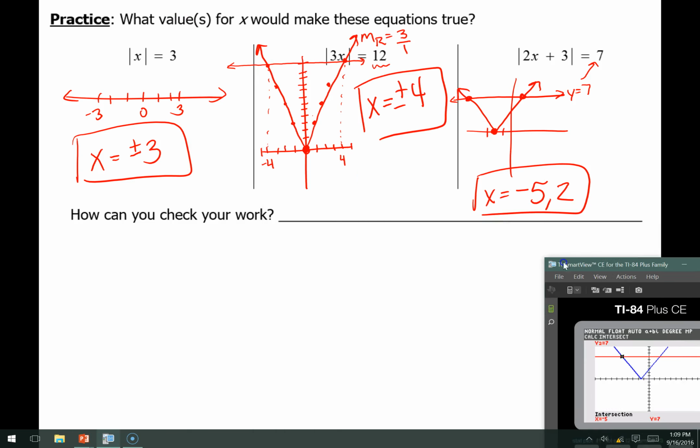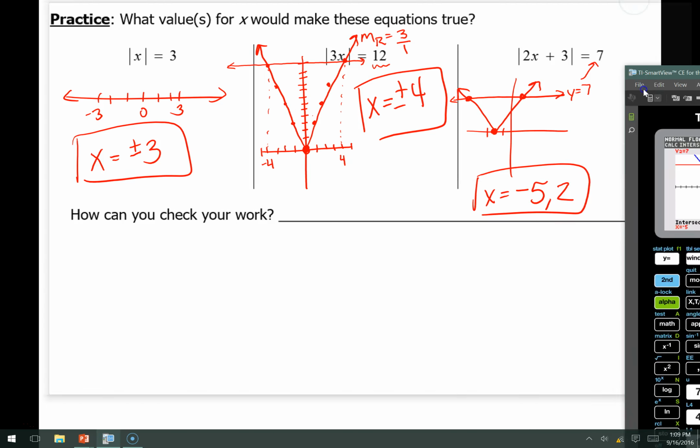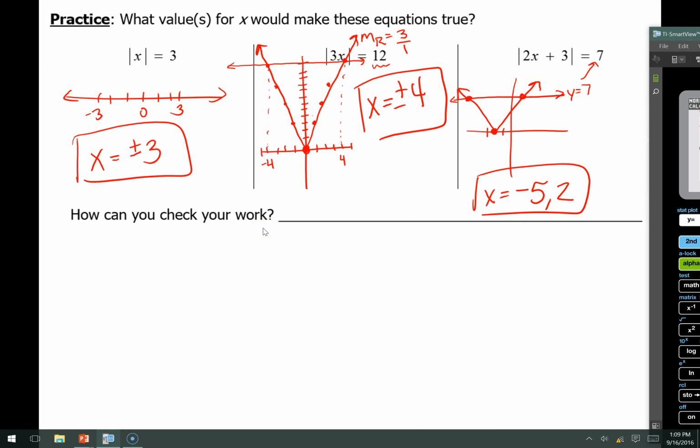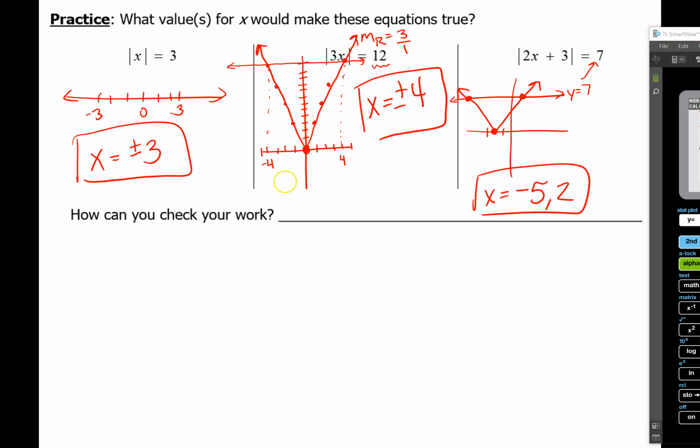All right, so now let's talk about checking your work for a moment. If you want to check your work, you can always substitute in your answers.